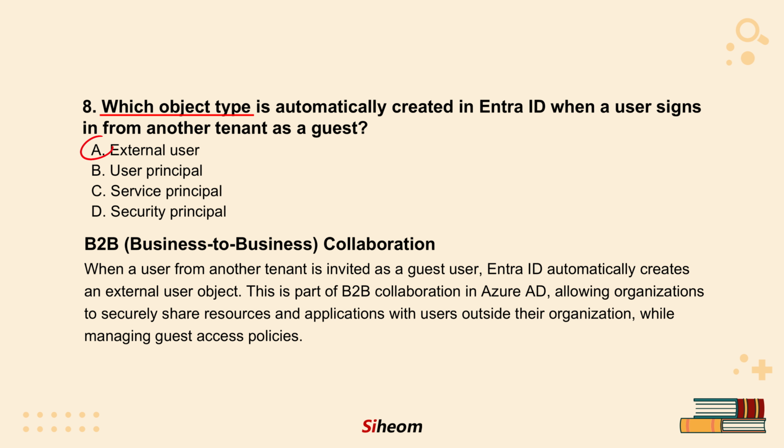A user principal is more of a general attribute. A service principal is for apps. We just talked about that. Right. And a security principal is a broader term encompassing users, groups, service principals. So external user is the specific one for B2B guests. So, for organizations that frequently collaborate with external entities, having a clear understanding of how these guest user objects are created and managed is obviously essential for maintaining both security and operational efficiency. Absolutely. It forms the bedrock of secure and well-governed B2B collaboration within EntraID.